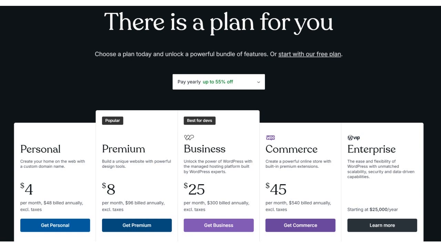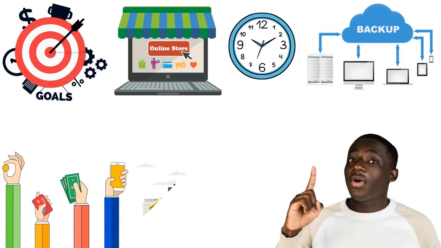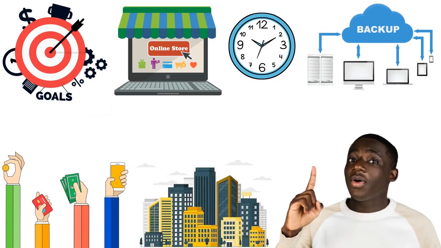Okay, so if you're selling online and you want to really have a setup that's fitting online commerce, like an online store setup, you want to go with commerce. If you have an enterprise need, if you are a large enterprise, go with the enterprise. So first things first, you want to select a WordPress plan on WordPress.com.